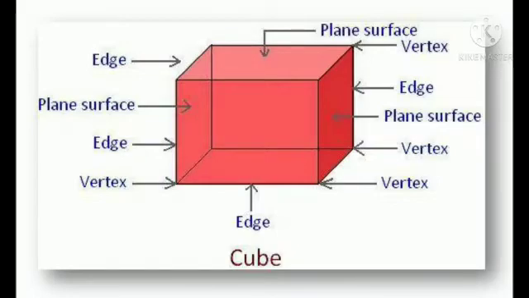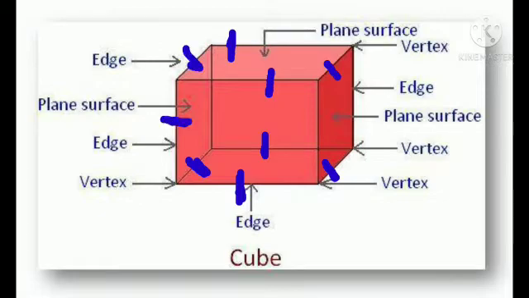Now let us see how many edges it contains. Look, edges means the sides. So it has 12 edges. Let us count, children: 1, 2, 3, 4, 5, 6, 7, 8, 9, 10, 11 and 12.